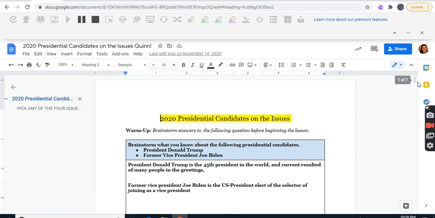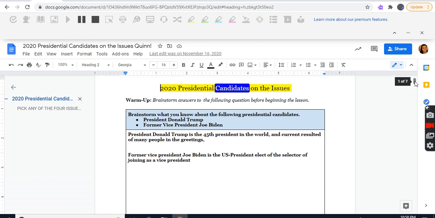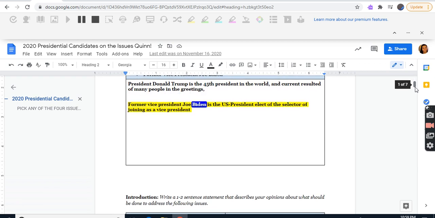Pardon me. 2020 presidential candidates on the issues. Warm up. Brainstorm answers to the following question before beginning the lesson. Brainstorm what you know about the following presidential candidates. President Donald Trump. Former Vice President Joe Biden. President Donald Trump is the 45th president. Former Vice President Joe Biden is the U.S. President-elect.